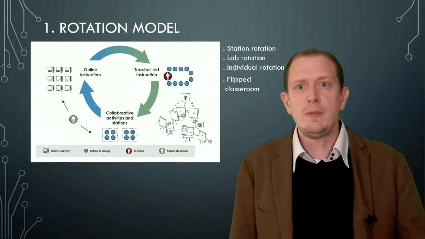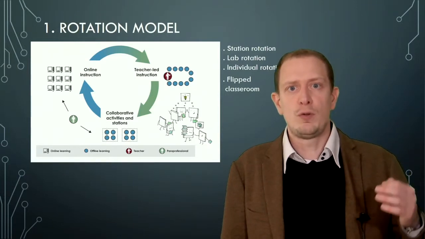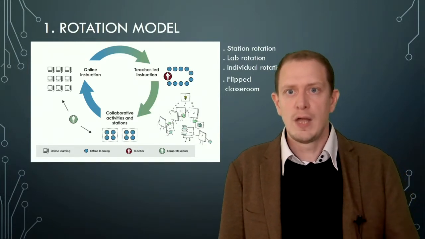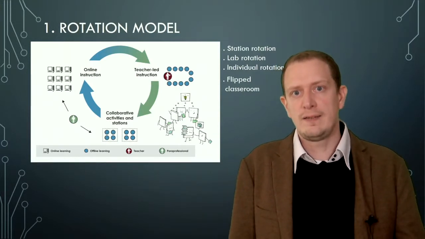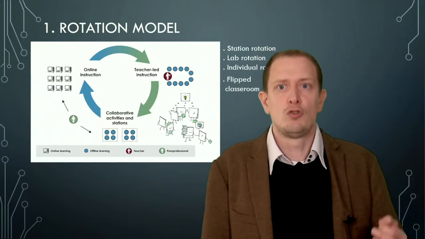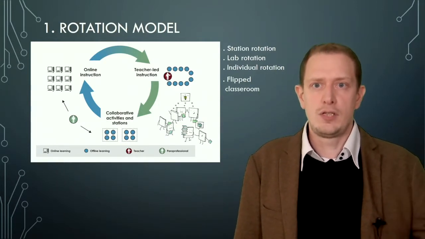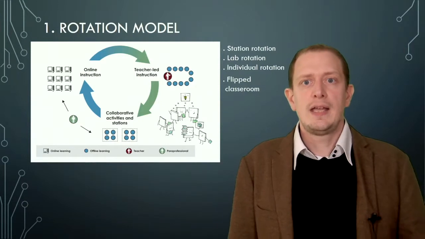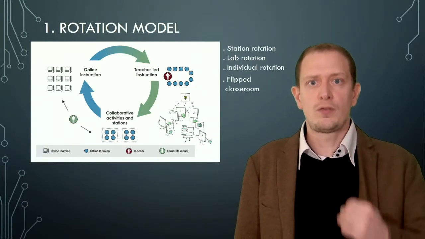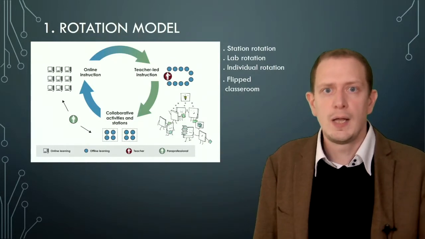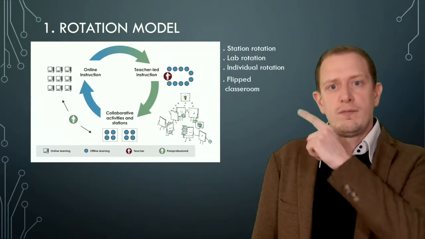The rotation model is a mix of face-to-face sessions and online learning, but students learn mostly on the brick-and-mortar campus. Trainees rotate among different activities like group projects, full classes, and individual tutoring. The rotation cycle is fixed or determined by the teacher. At the end, each trainee must have done all the activities. You can find 4 subcategories in the rotation model: station rotations, lab rotations, individual rotations, and flipped classrooms.